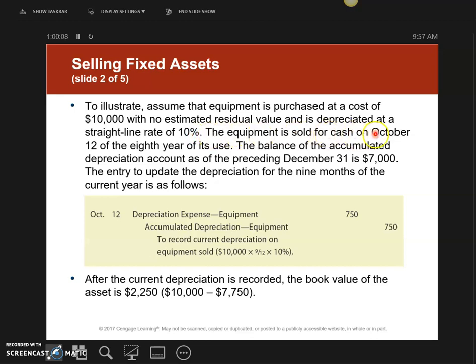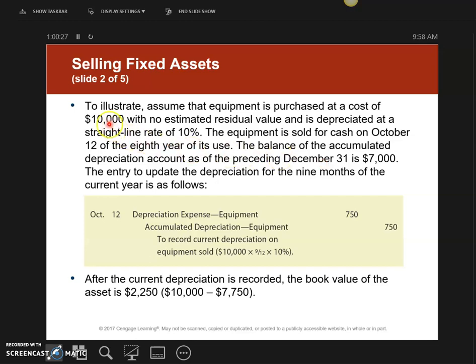But I sell this for cash on October 12th of the year. So October 12th means that I'm going to go back to October 1st. The balance of the accumulated depreciation is from the last December 31st. So the last time I took depreciation was December 31st. I'm going to get rid of it in October.